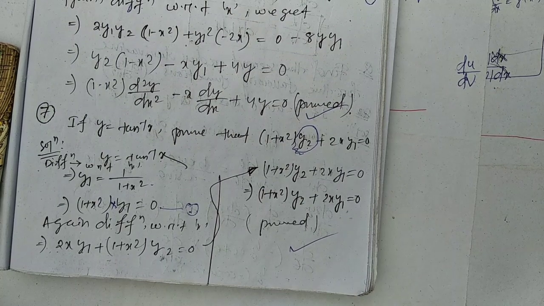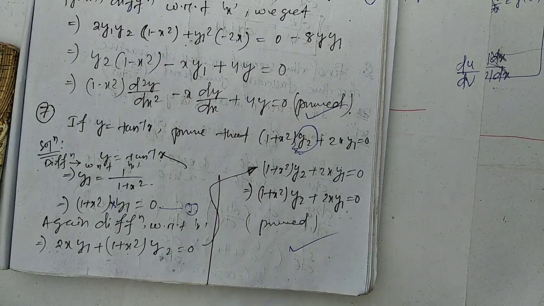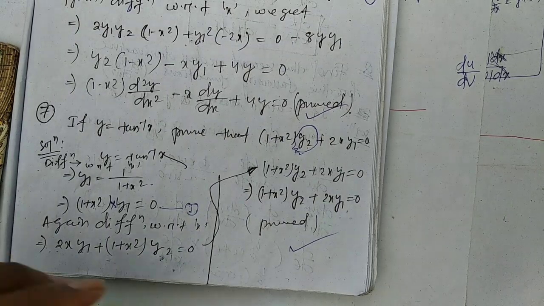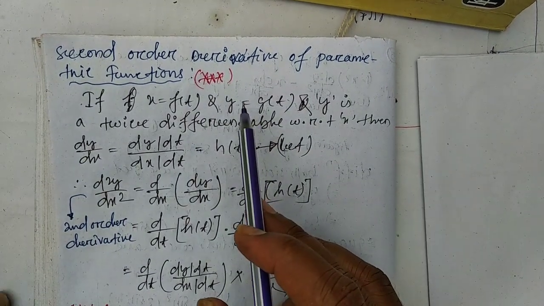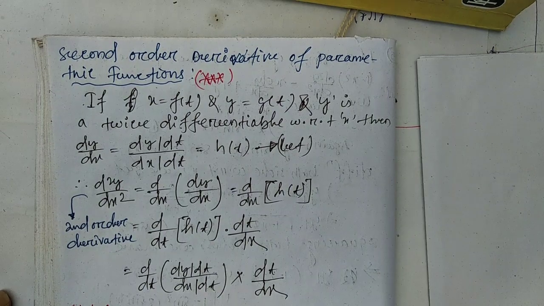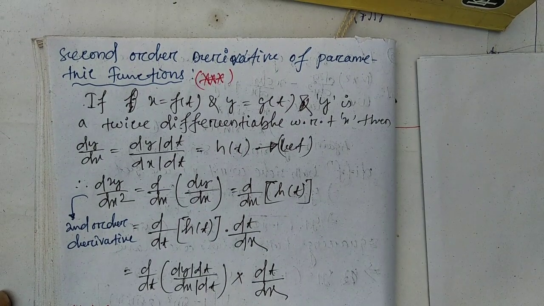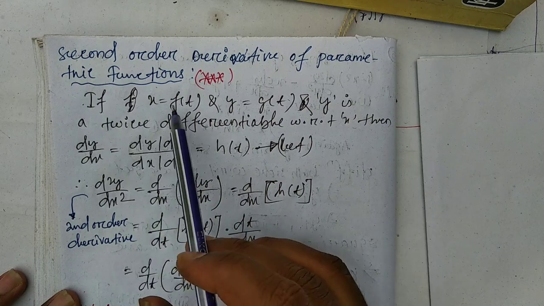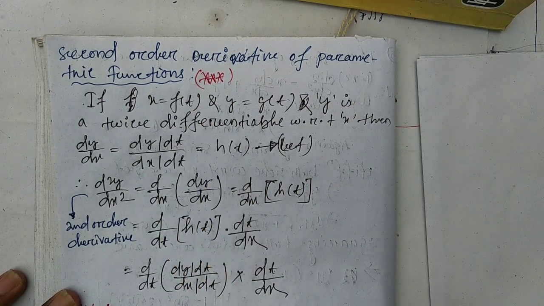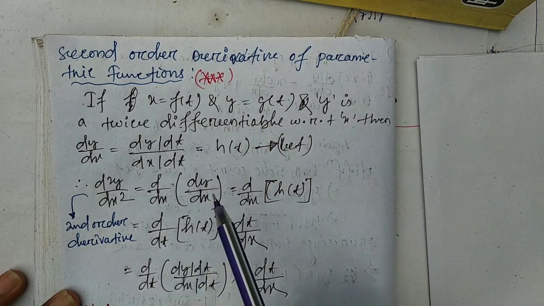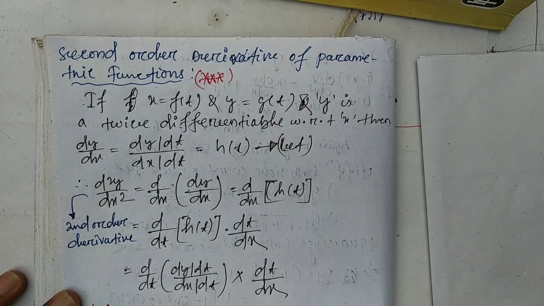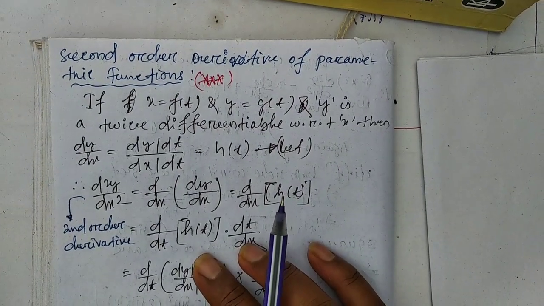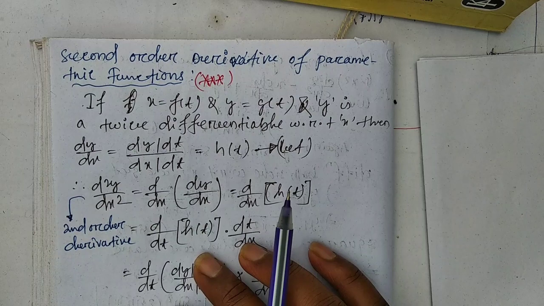So this is proved. Now let's learn one more very important concept, that is the second order derivative of a parametric function. This is a very important concept with respect to the board exam. Last to last year one question was asked based on this concept. Let's see. If x is equal to f of t, that is x is a function of t, and y is also a function of t, then how do we twice differentiate y with respect to x? We already know parametric differentiation for first order.